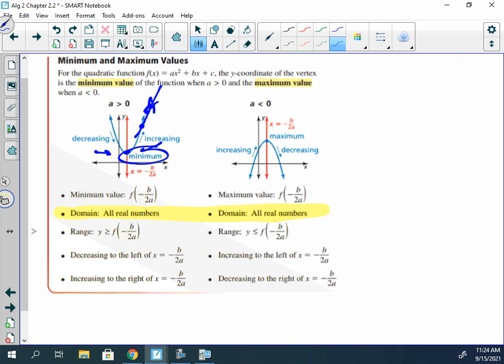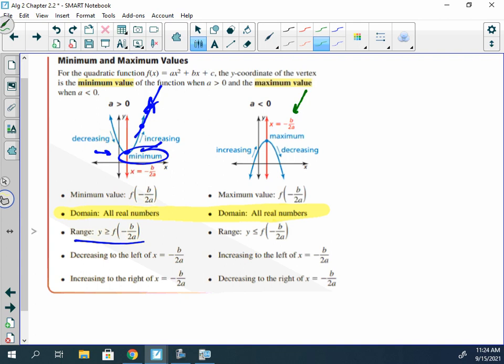Well, as we just said, this is the smallest value. That means its range is going to be all the values of y greater than it. Because if that is the smallest value, the y values of the function have to be bigger than it. Because all the points on the function on the graph are going to be above it. And then we'll look at decreasing and increasing here in a minute.